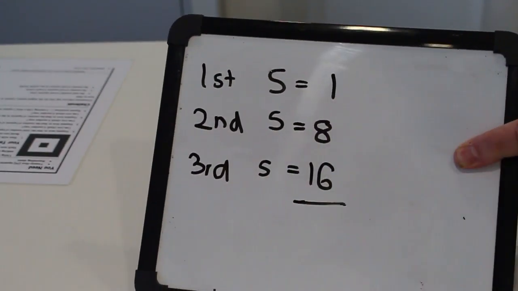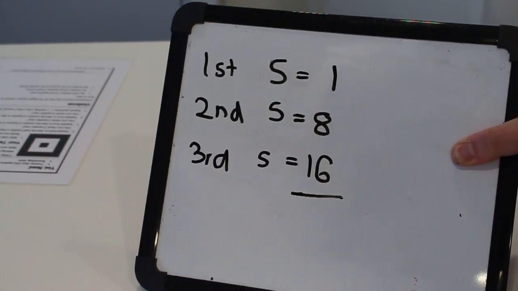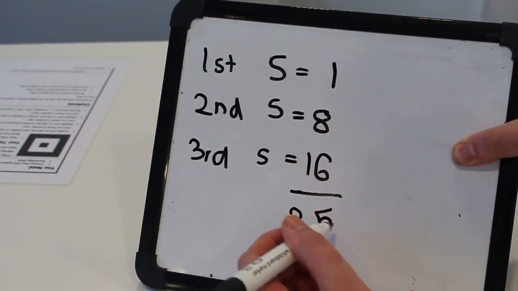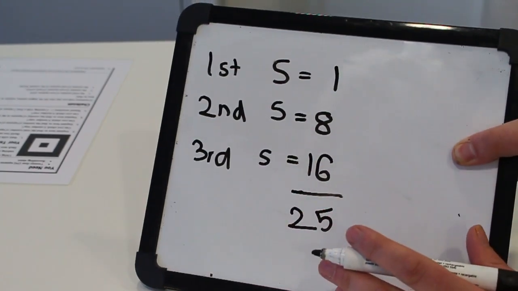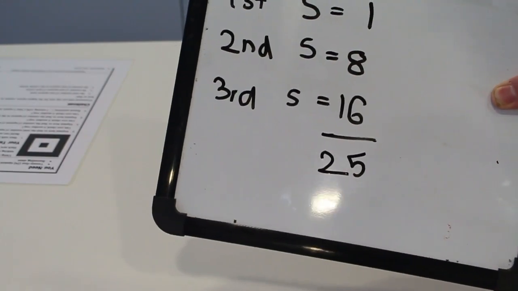Now all I need to do is add these together. So 16 and 8 will get me to 24, and one more, 25. So you can see for both my examples, I both ended up with 25, but I worked it out in a different way.